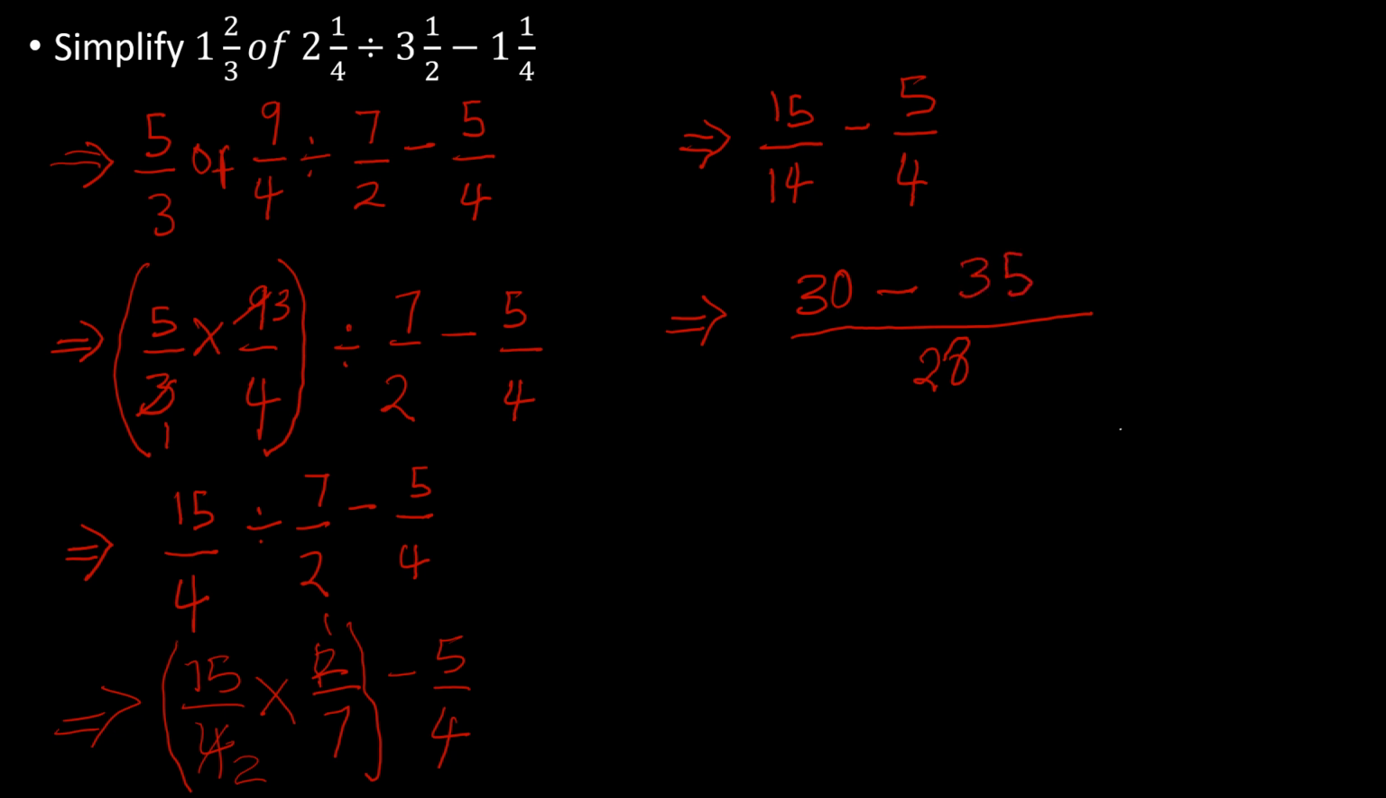So this now brings us to the final part of our problem. To do that, we simply subtract 35 from 30, and that gives us minus 5 over 28. And that's our final answer. It's a proper fraction, so we can leave it in this form.